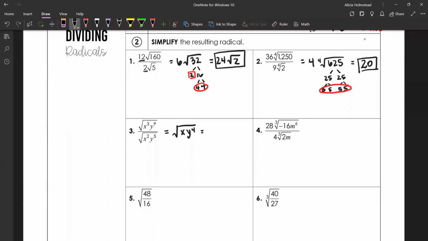The x can't come out, but there's 4 y's, and we need groups of 2, which we have 2 groups of 2 with none left over. So that's going to become y squared times the square root of x. Alright, number 4. I want you to do that one on your own. So pause the video and do that one.